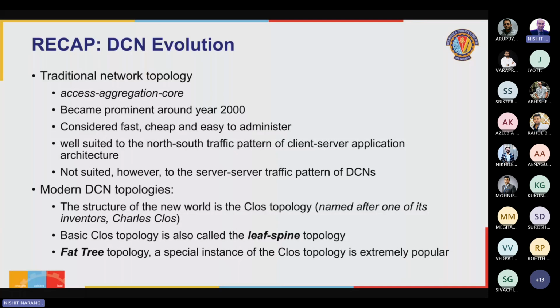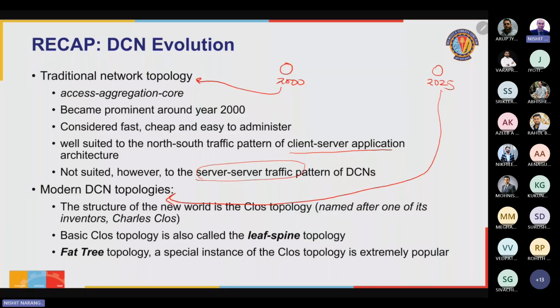To summarize, what have we learned from last class until now? I said we will start by looking at the endpoints, where we were in the year 2000, and where we are in the year 2025. We've talked about the traditional network topology in the year 2000, access aggregation core, well suited for north-south or client-server traffic, when applications were only client-server applications. But it is not suited for modern cluster-based applications, where server-server traffic is more.